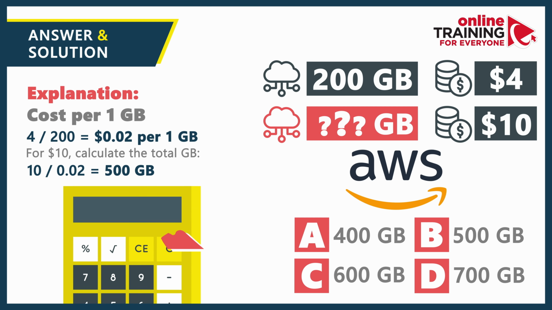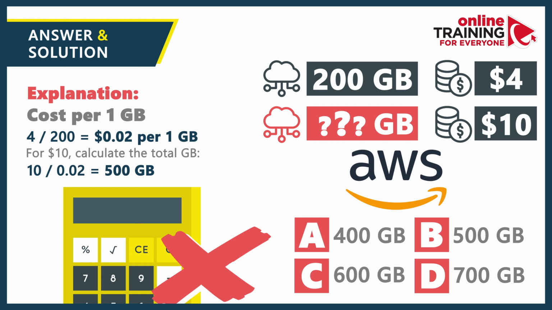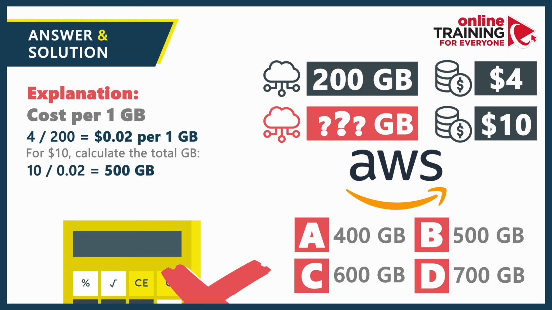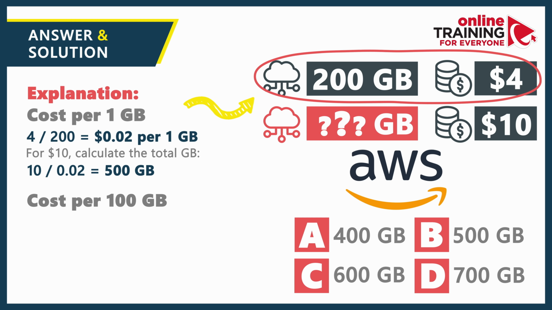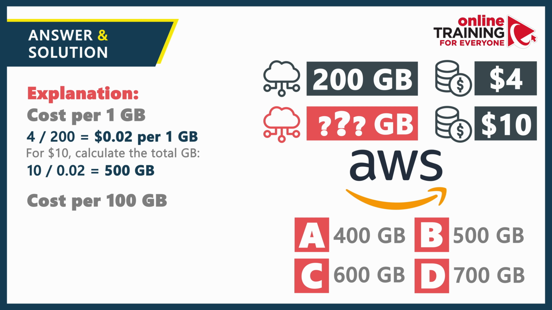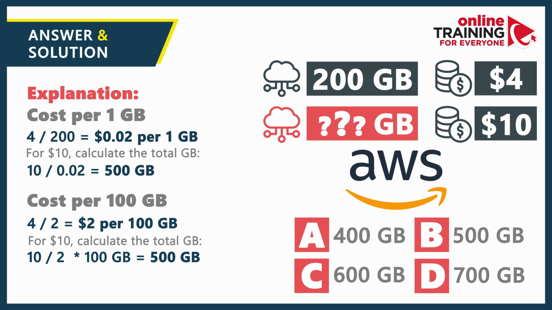But wait, what if you don't have a calculator handy? Or maybe you're trying to improve your mental math skills. Let's solve it by doing the calculations per 100 gigabytes. If cost for 200 gigabytes equals $4, it would mean that cost per 100 gigabytes would equal 4 divided by 2 and would equal $2 per 100 gigabytes. Which would mean that for $10 you can purchase 10 divided by 2 multiplied by 100 gigabytes, which would equal 500 gigabytes. Which way did you like more? Make sure to post your answer in comments. And as you might have guessed, the answer for this question is choice B, 500 gigabytes.